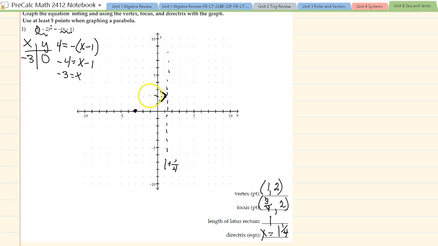By using the axis of symmetry that's found right here, which goes through the vertex, through the focus, and is perpendicular to the directrix, I know I can go up 2 spots to here. So I have found 5 points for my parabola. And that concludes this video.